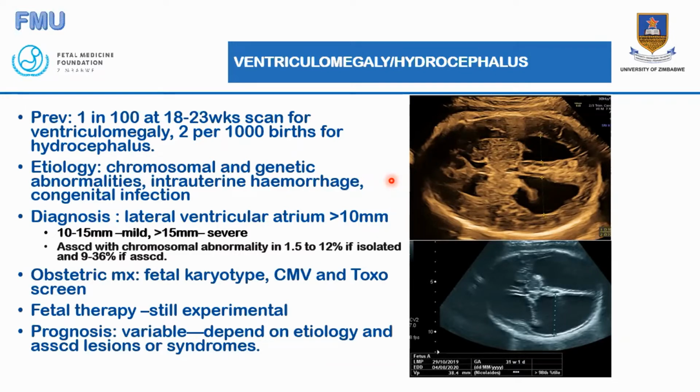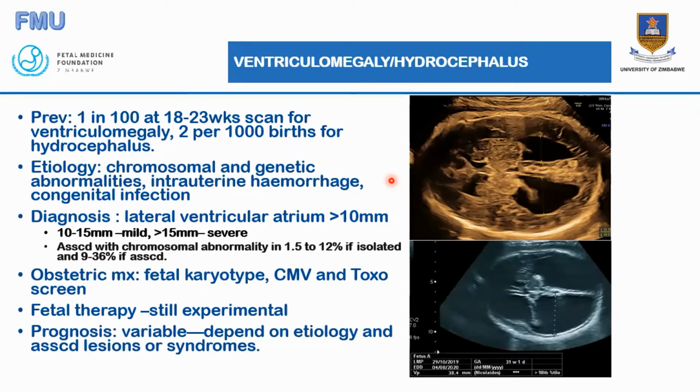Whenever we see ventriculomegaly, we always tell the women that the causes could be chromosomal, or genetic abnormalities, or it could be due to intrauterine hemorrhage or congenital infection, with TORCH infection topping the list. So we always try to investigate along those lines.